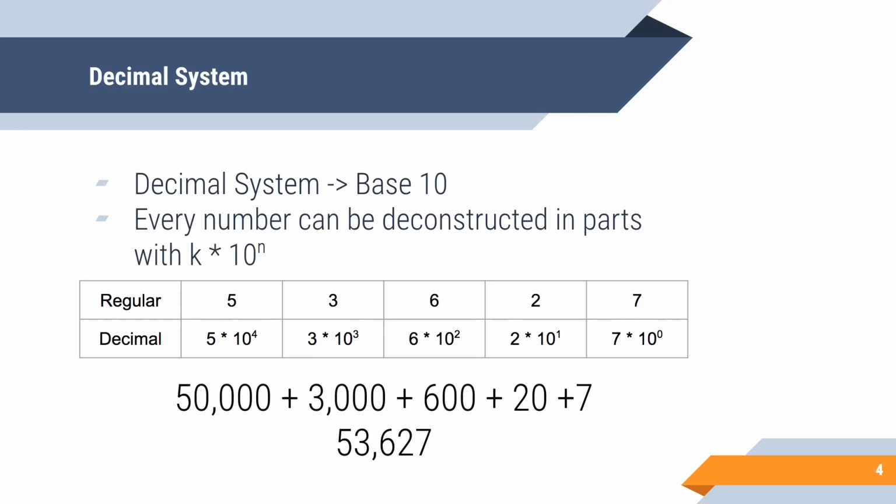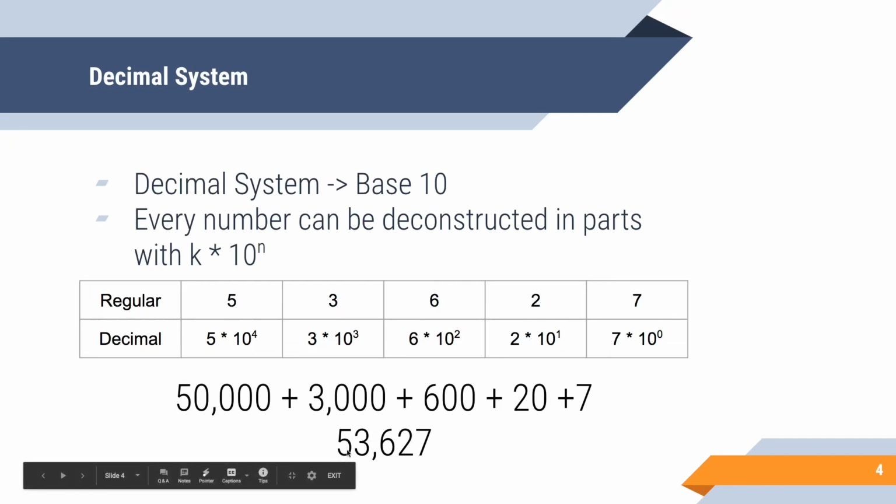Every number can be deconstructed into parts with k times 10 to the power of something. Now, that seems like a weird sort of equation, but let me explain. We can deconstruct literally any number so that it's the sum of a bunch of numbers that are times 10 to the power of some number. So let's look at 53,627.